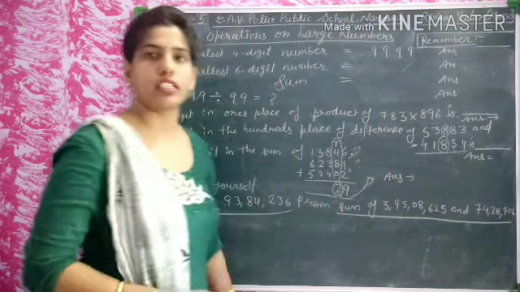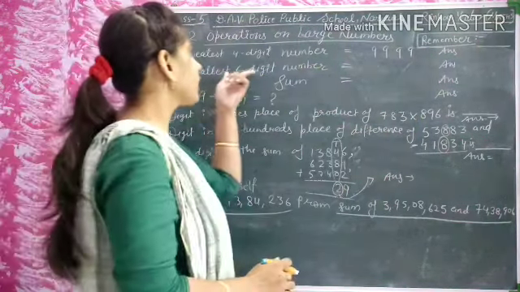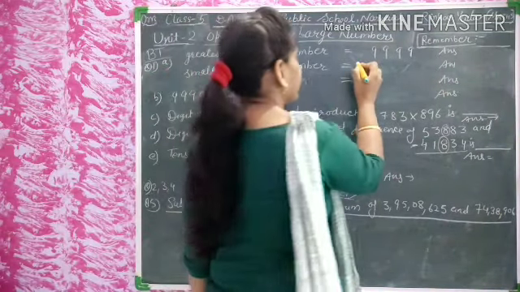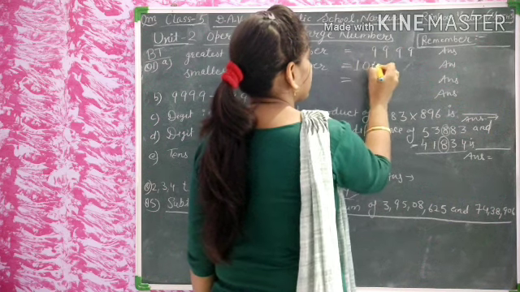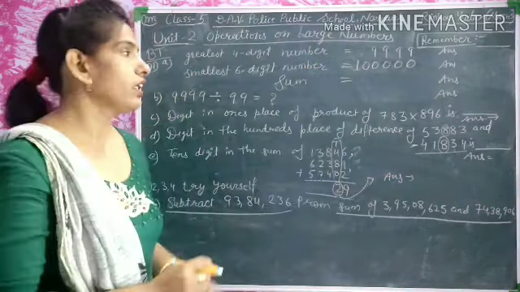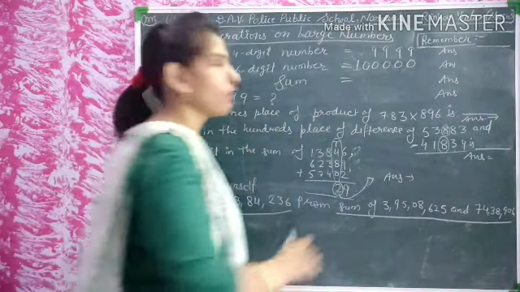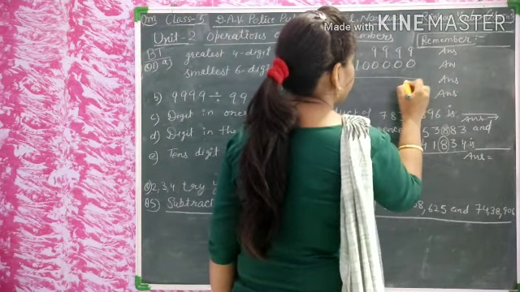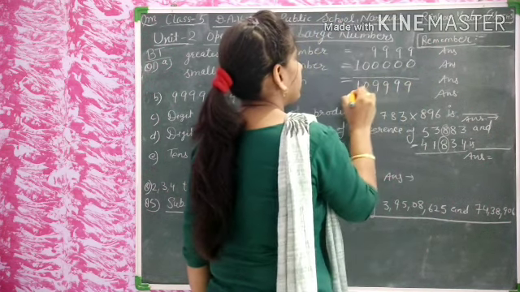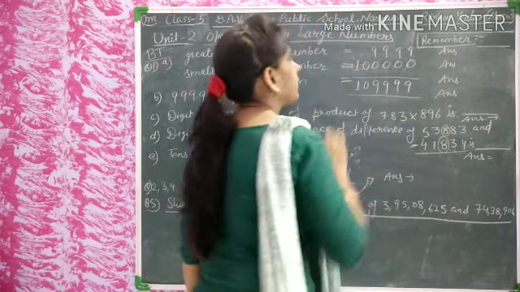9999. This is the greatest 4-digit number, and now we have to find the smallest 6-digit number. This is the smallest 6-digit number, and we have to find the sum of these two numbers. The sum is 1,09,999.